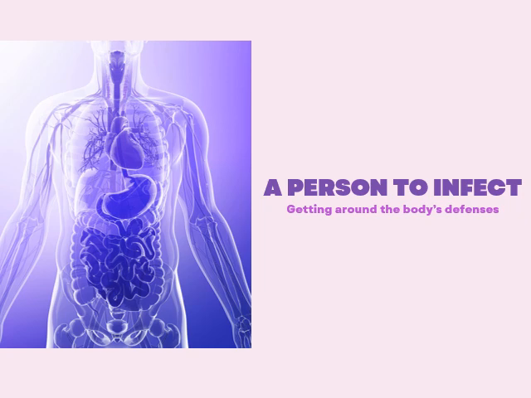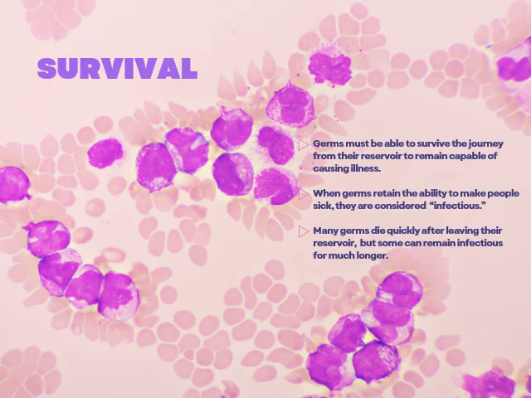In order to cause infection, the germs have to get around the body's natural defenses. The body is very good at protecting against many germs, but some germs can break through the body's natural defenses, even in a person who is healthy. Finally, germs need to survive throughout this journey so that they're still able to make someone sick. When the germs are still able to make someone sick, they are infectious. Many germs die quickly after leaving their reservoir, but some can remain infectious for longer.